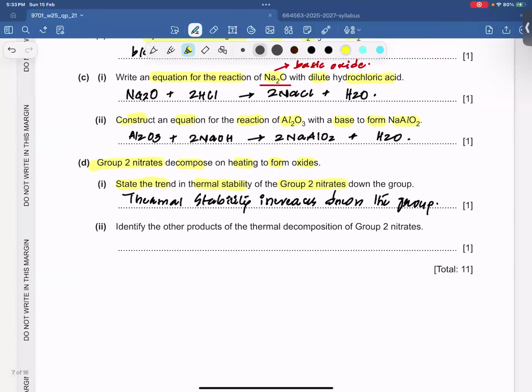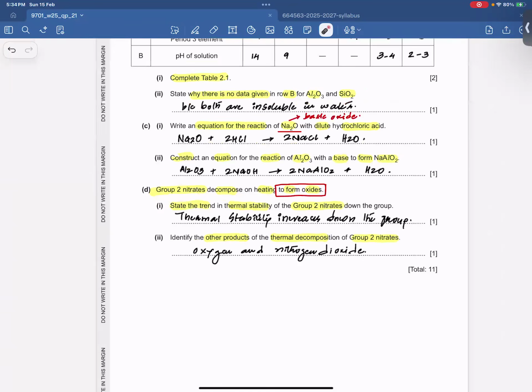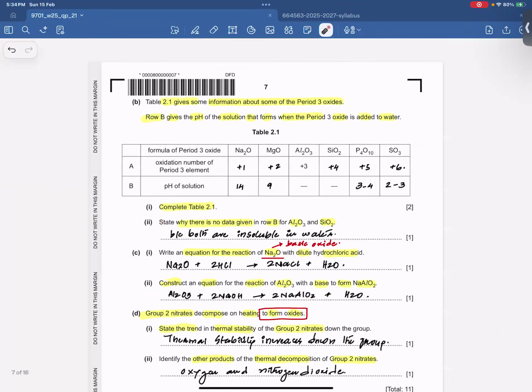Identify the other products of the thermal decomposition of group 2 nitrates. So obviously oxygen and nitrogen dioxide. So the examiner has given us oxide as a product. So apart from oxide, what other products are formed? Obviously, we need to write nitrogen dioxide and oxygen. So that's the end of this question number 2. Let's start question number 3.